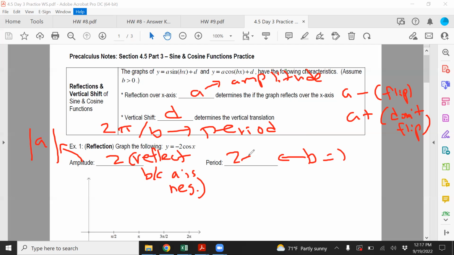Period. B is 1. So the period is gonna be 2 pi, because you don't see a number next to x, right? So you assume B is 1 when you don't see a number next to a variable. And so yeah, 2 pi over B is period, you just get 2 pi. Okay. Cool so far? Good. All right.